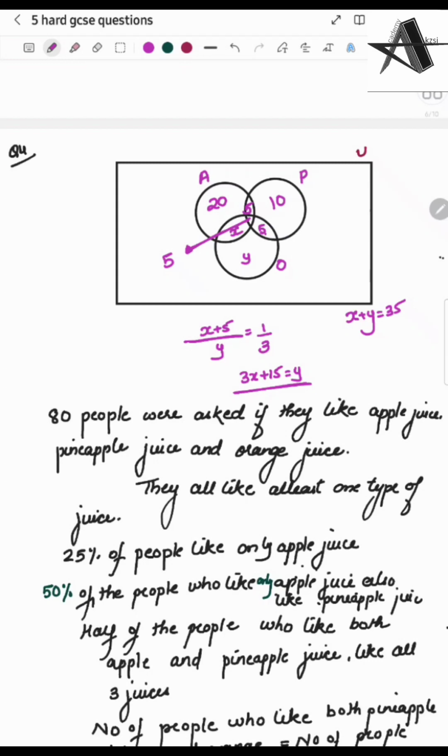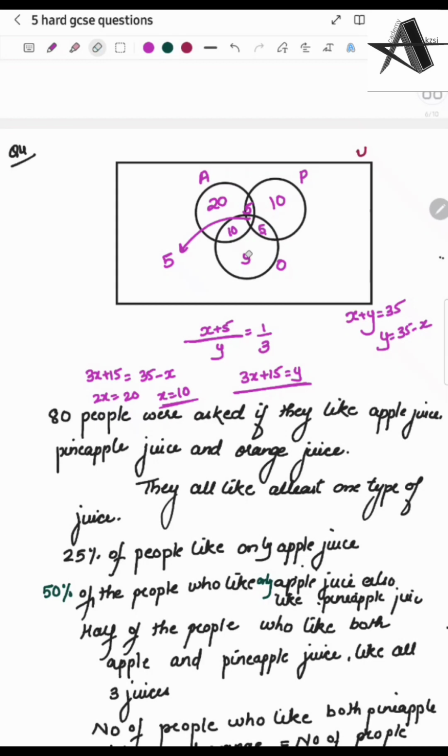And also what is given is that their ratio is 3:1, so that I have written. From here I can substitute the value of y as 35 minus x. So I can write 3x plus 15 is equal to 35 minus x. It will be 4x equals 20. So x is 10. If x is 10, that means I need to fill 10 here. This is 10. And if this is 10, then y is 35 minus x. 35 minus 10 is 25.